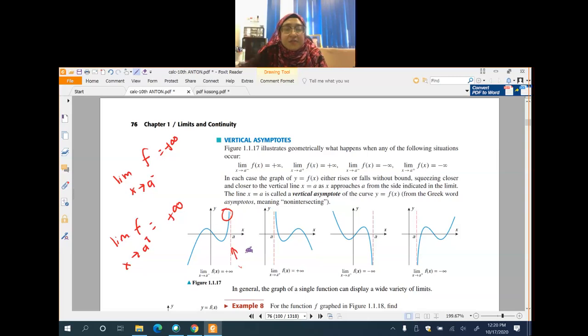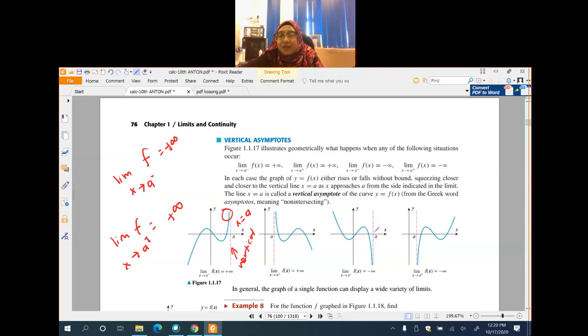So this red line here is called the vertical asymptote. A vertical asymptote is when you have an infinite limit as x approaches that value a. So the vertical asymptote is really when x is equal to a. That is the whole line here, x equals a. We call it the vertical asymptote. It's the same for the second graph. It's the same for the third graph as well.